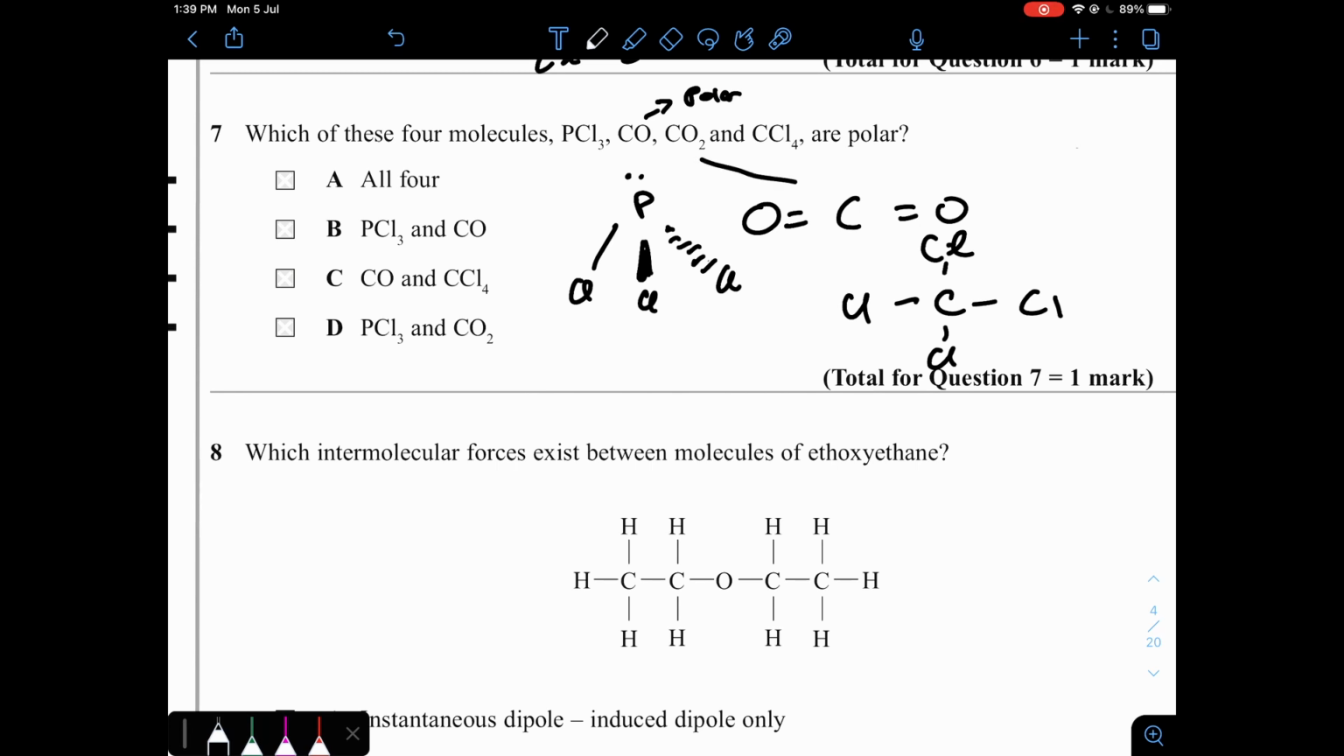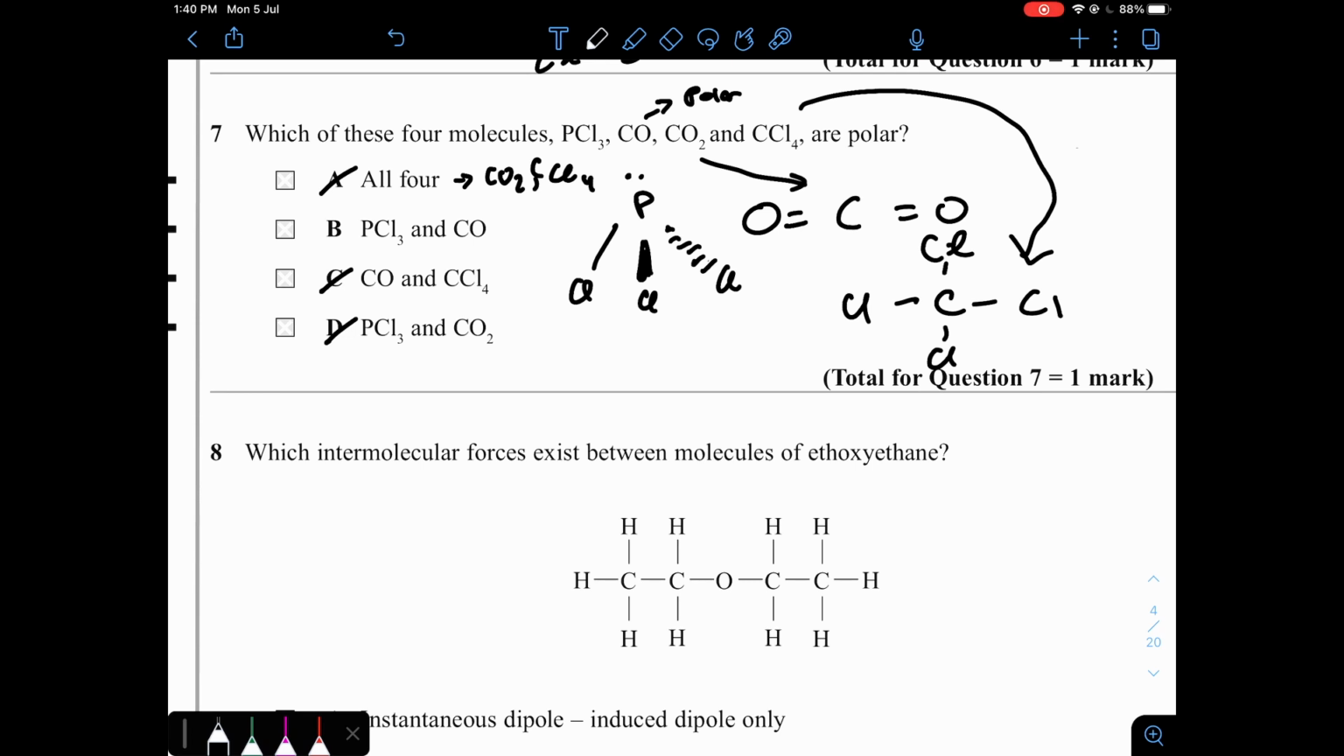Now, CO2 and CCl4 are not polar. And because they're not polar, they can't be in these answers, right? So you can get rid of CO2 and CCl4 because they're symmetrical and they don't have any lone pairs, so they're non-polar. So that means we can get rid of anything that has CCl4 and CO2.